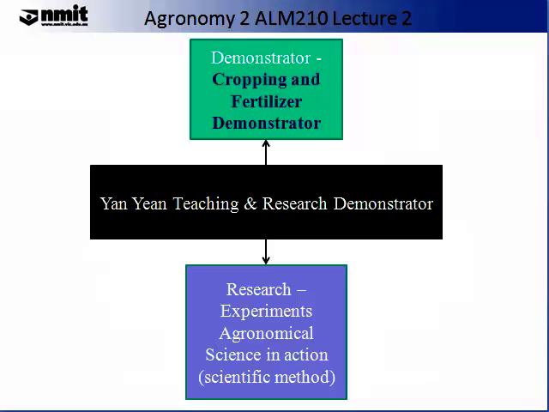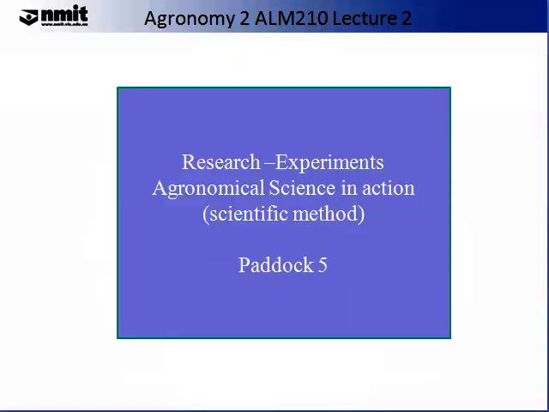The second concept is that of the scientific method. This is agronomical science in action. A number of experiments have been set up in this paddock to demonstrate the scientific method. We will start by describing the research in this demonstrator, and then the last part of this lecture will concentrate on the cropping and fertilizer demonstrator. The research part, where the experiments will be shown, is located in Paddock 5.